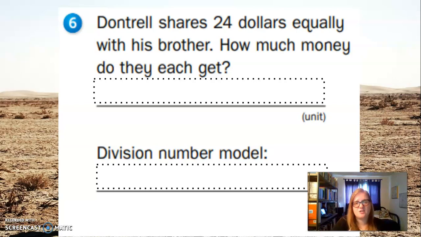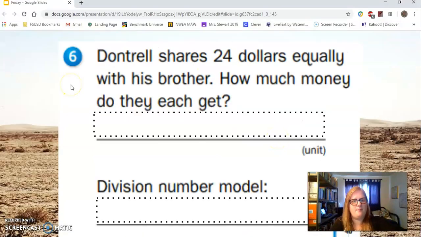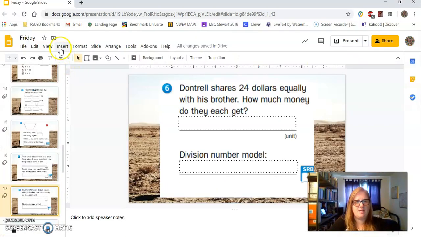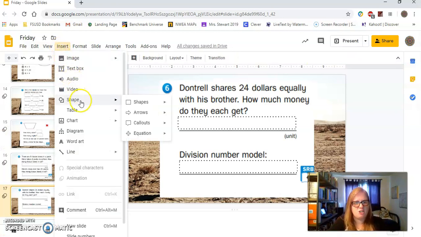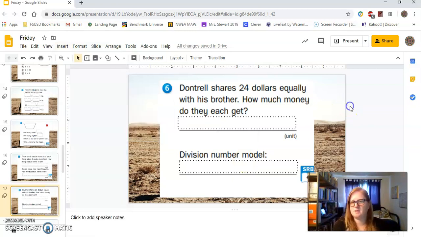Dontrell shares $24 equally with his brother. How much money do they each get? And then provide me with the division number model. Since the division sign doesn't work, well, you could go up to insert shape equation and get to the division number sign, or you can use the slash, which is next to the shift button on your Chromebooks.